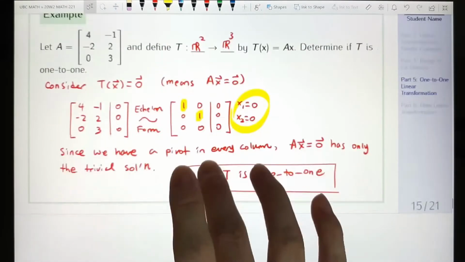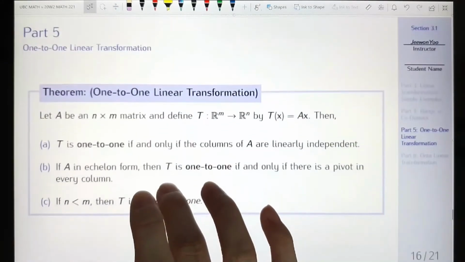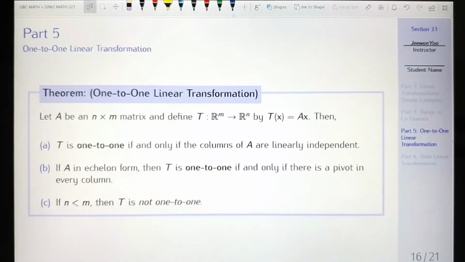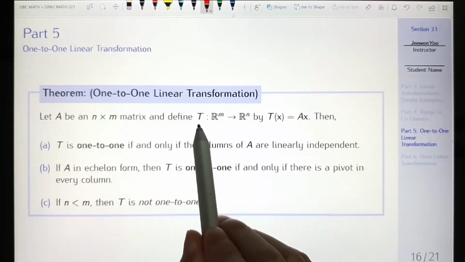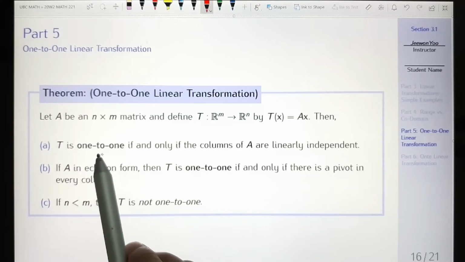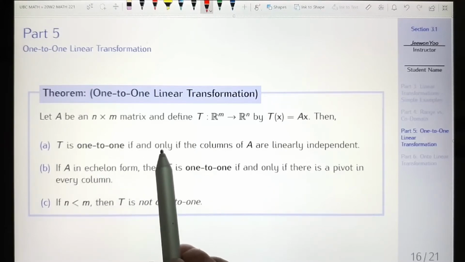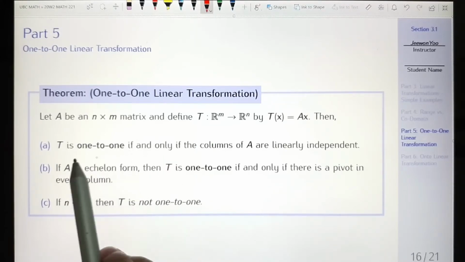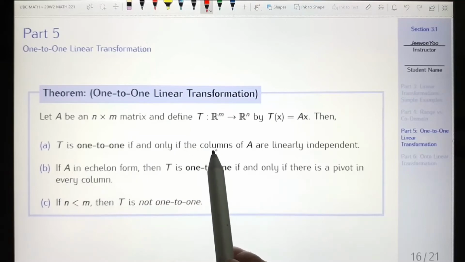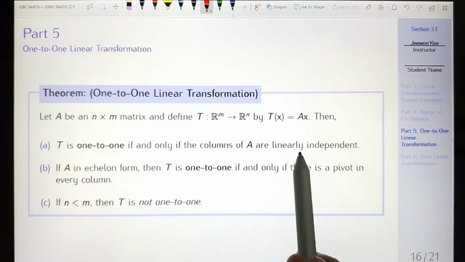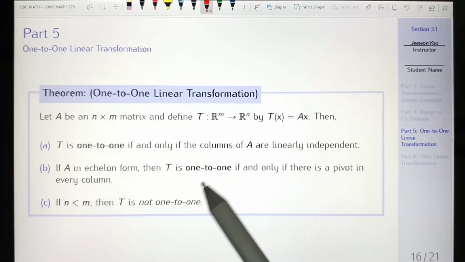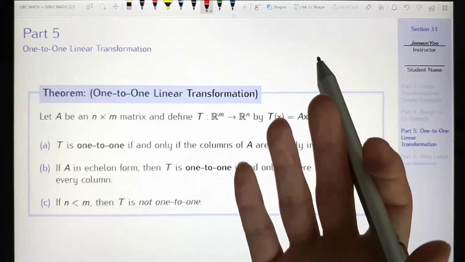As a summary, here's what we have learned in part number 5. If T is a linear transformation, we say T is one-to-one if and only if, that is, equivalent to, the columns of A are linearly independent, because we have to find a pivot in every column.